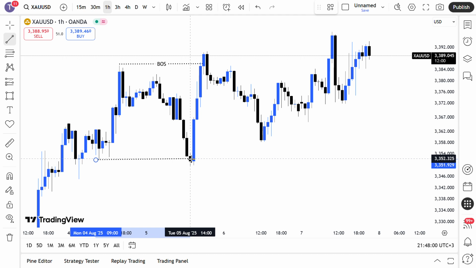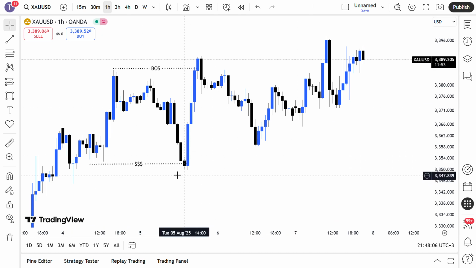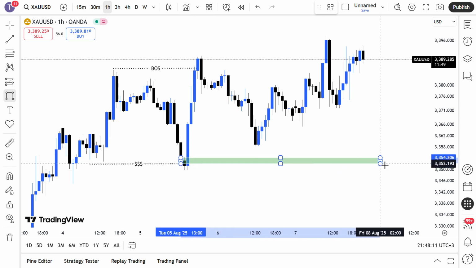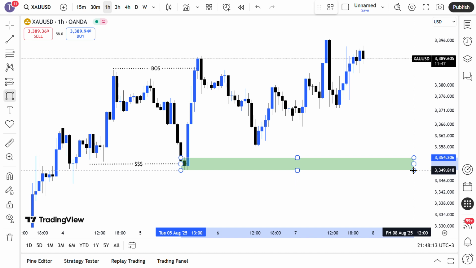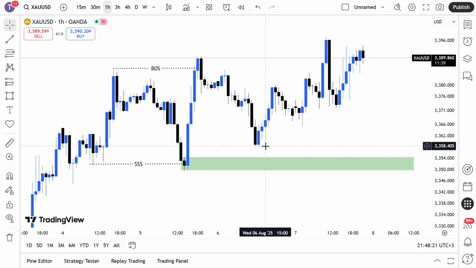So we already have a sweep of liquidity in our point of interest. So this is the sweep of liquidity. And down here we have the order block, a very good order block. This is a very good order block from the 1 hour time frame. And just above the order block, we have a very good inducement that we hope the market will be taking out before going up.